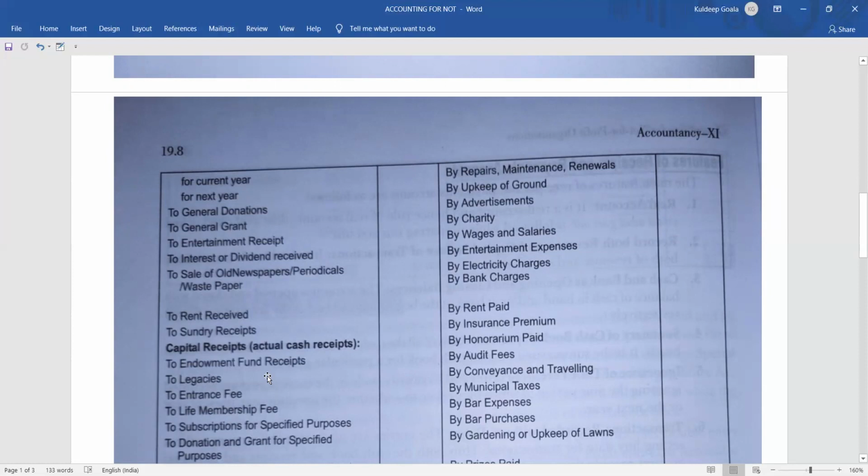Your club organization has received 1 lakh rupees of gift. From that 1 lakh rupees, suppose you keep 90,000 for a special purpose, and 10,000 you can use for general purposes. So the 90,000 that you have kept for a special purpose out of the gift money is called endowment fund receipt.